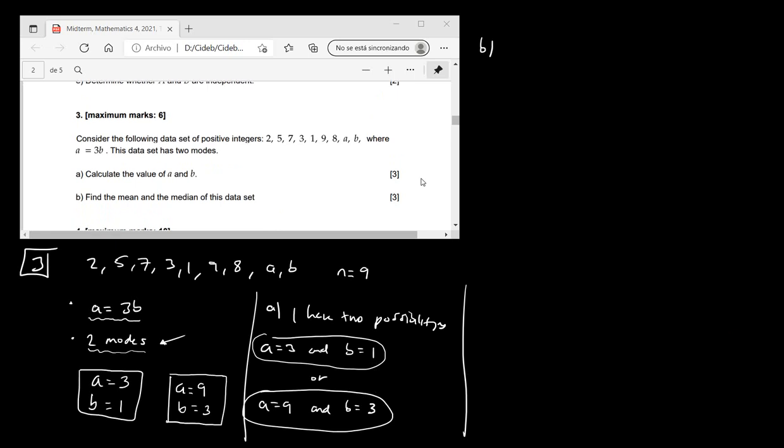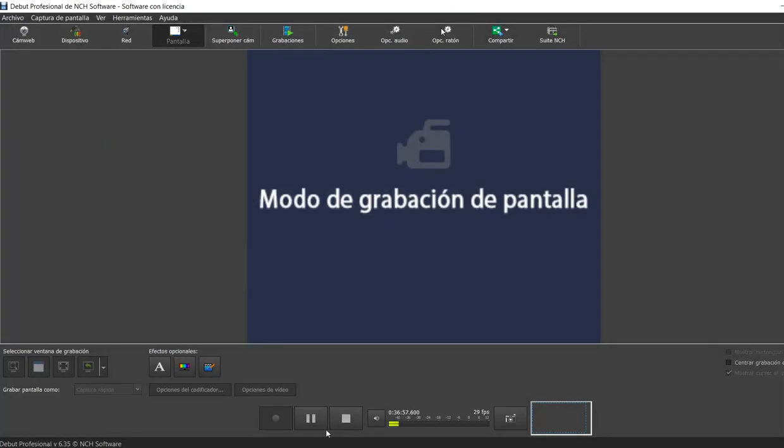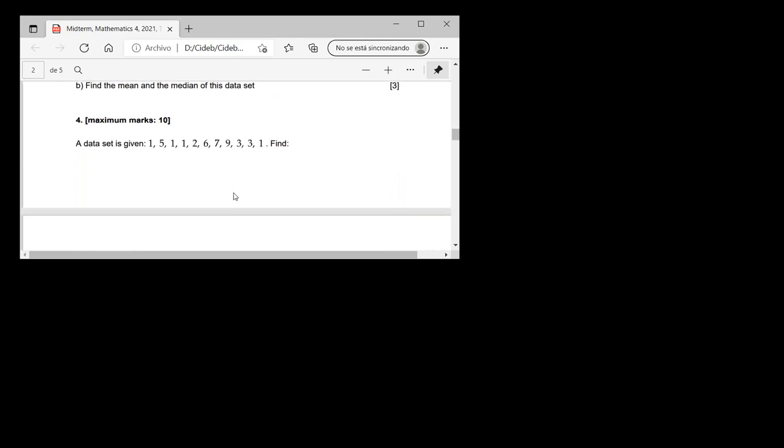And that's it, right? Yes, that's the end of problem number 3. And problem number 4. This is once again extremely simple. You should have gotten this one right, guys. You have this data set: 1, 5, 1, 1, 2, 6, 7, 9, 3, 3, 1.